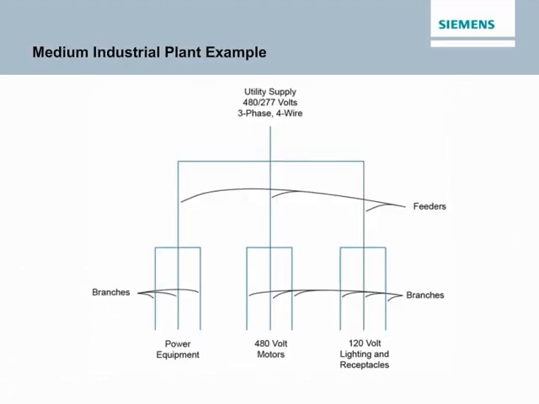This example shows an electrical distribution system for a medium-sized industrial plant. The incoming power is provided by a 480/277 volt 3-phase 4-wire system.